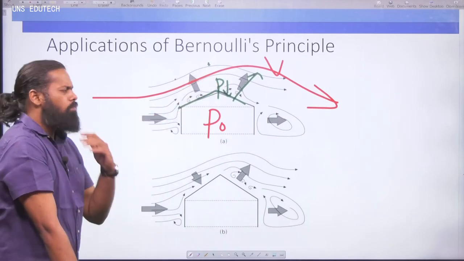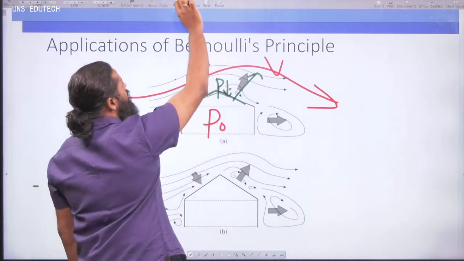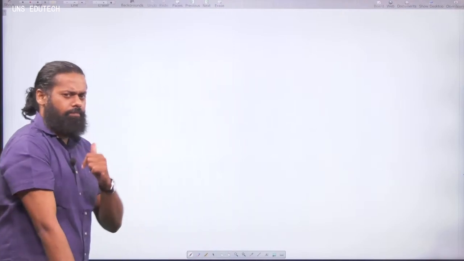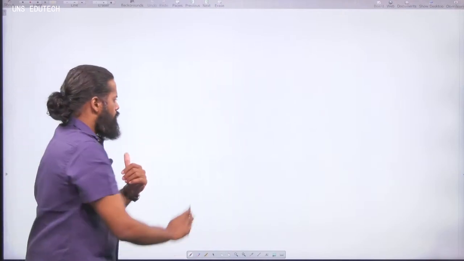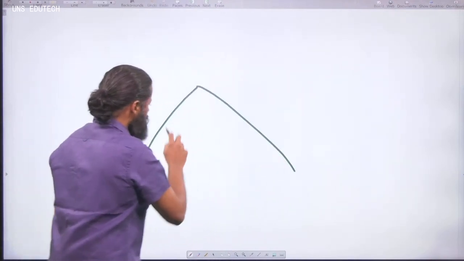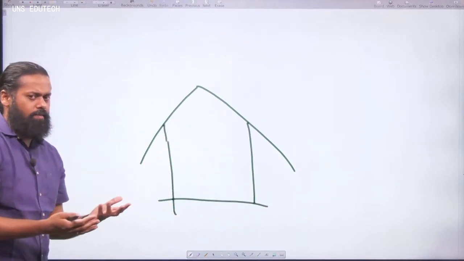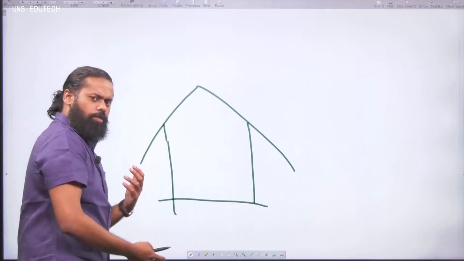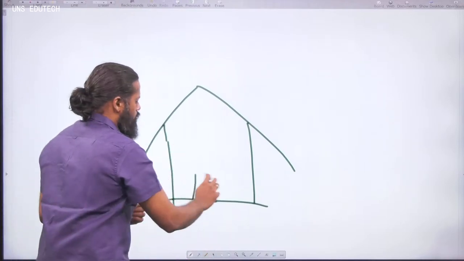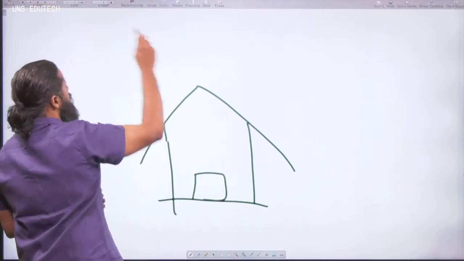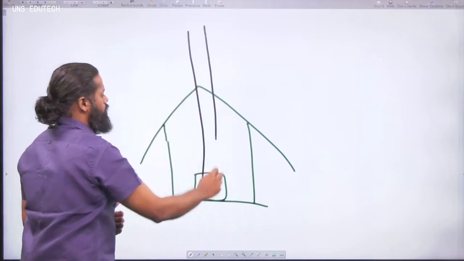Now there is one more example. You may know the chimney. If you have a house like this, especially in foreign countries, it's very common. There will be a fireplace. Wherever the temperature goes below zero, there will be a fireplace. So assume that your fireplace is here, and you have a long chimney on the top of the building like this.